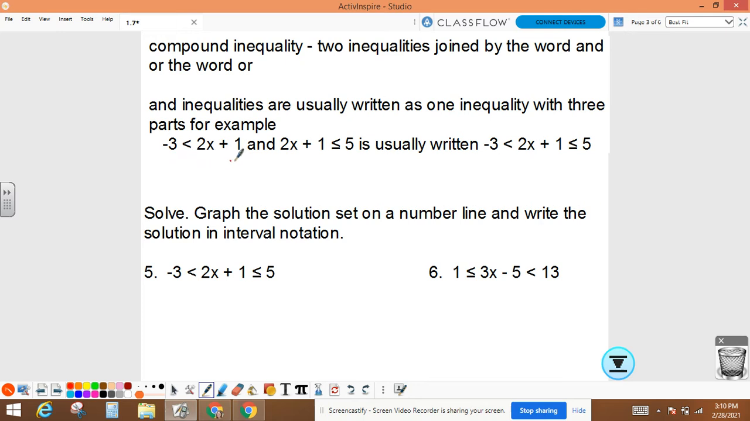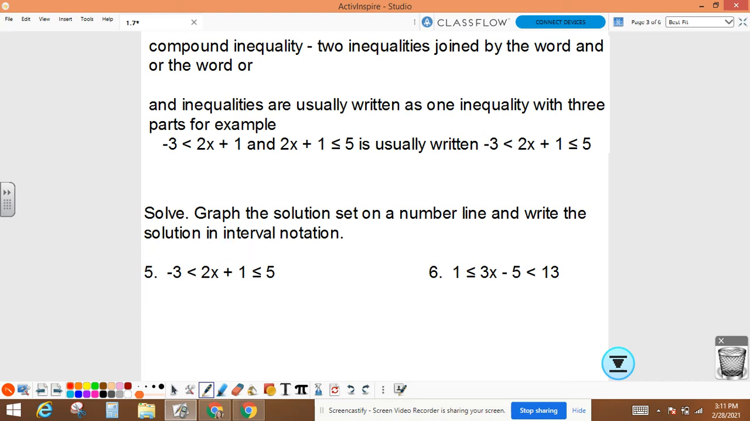So if this is my compound inequality, I'm saying that 2x plus 1 is more than negative 3, so negative 3 is less than 2x plus 1, and 2x plus 1 is less than or equal to 5. Well, I can take that and smush it. Instead of being redundant and saying this part twice, I can just write it as one long inequality. And you see how it has two symbols, and it gives it 1, 2, 3 pieces. So the way that we're going to work these is we want this x by itself in the middle. But since there are 3 sides to this problem, if I do something in the middle, I'm going to have to do it on both ends.